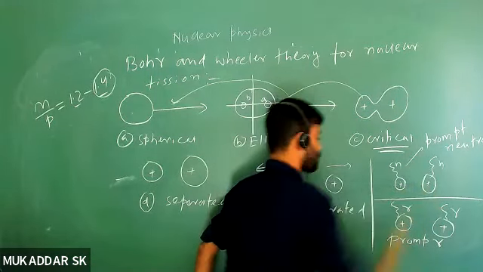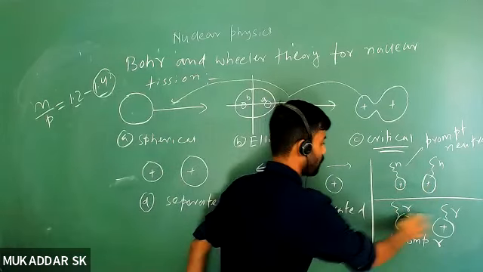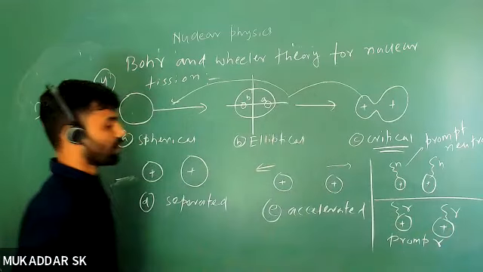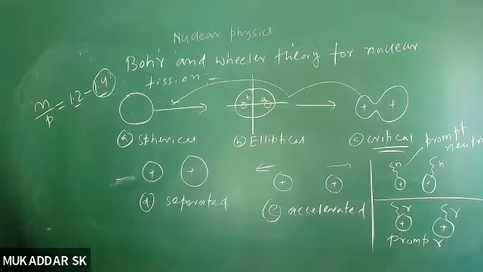After emission of neutron, they are still in excited state. So they will come to ground state by the emission of gamma photon. And this gamma ray is known as prompt gamma ray. Is it clear? Yes, sir. Is it clear to all?